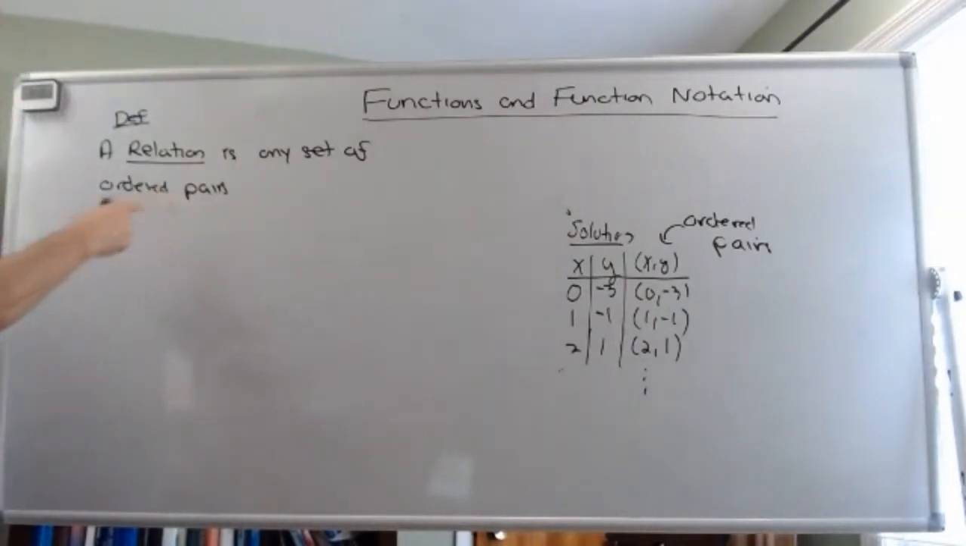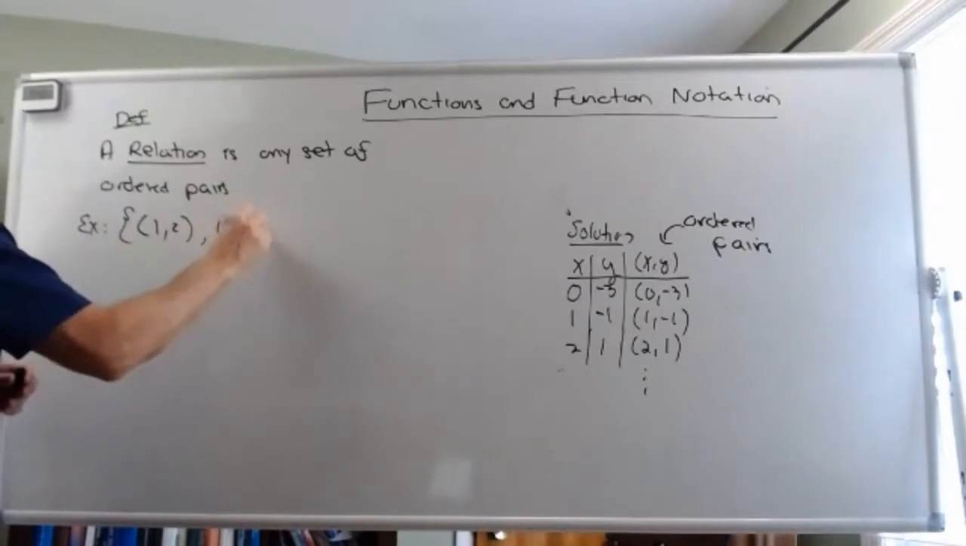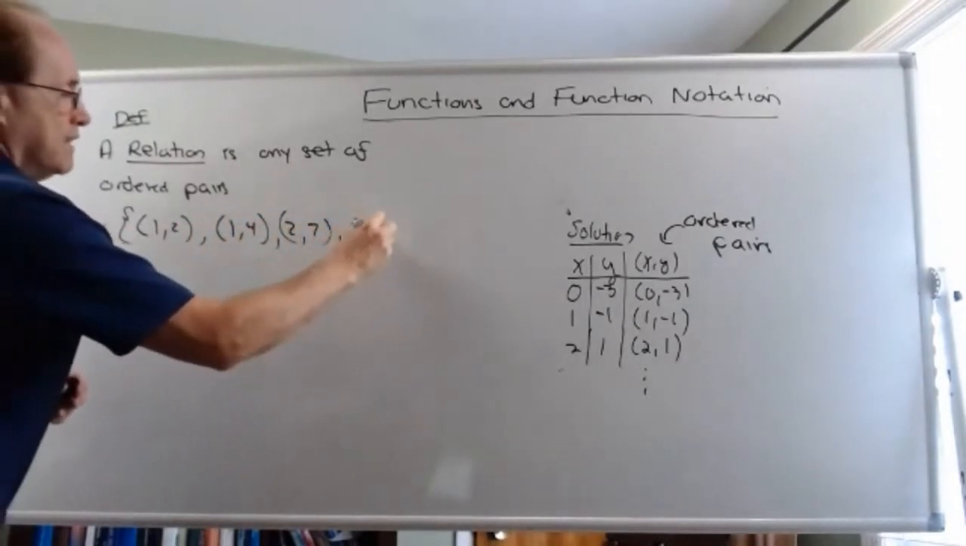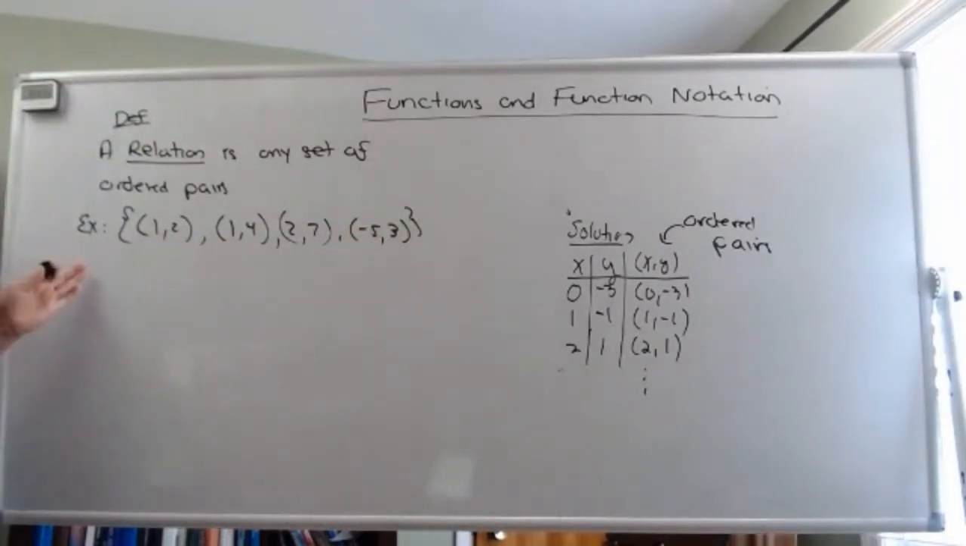So first you can get, for example, this is an example of a relation. It's a set. It's my set notation of ordered pairs. 1 comma 2. 1 comma 4. 2 comma 7. Minus 5 comma 3. That would define a relation. It's a finite relation, but it's a relation. I have an X and a Y, an ordered pair, and any set of ordered pairs. Anything I can write down is a relation. So that's a relation.